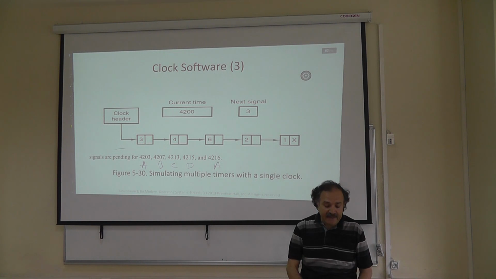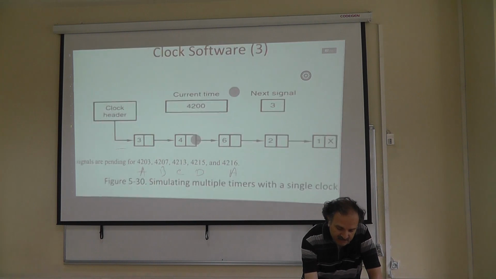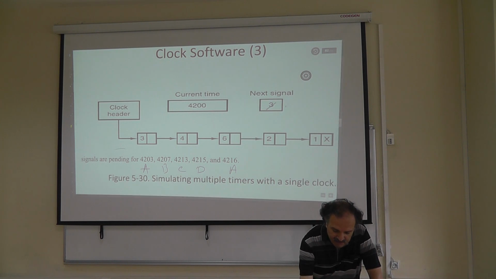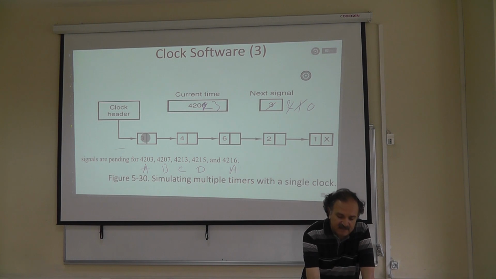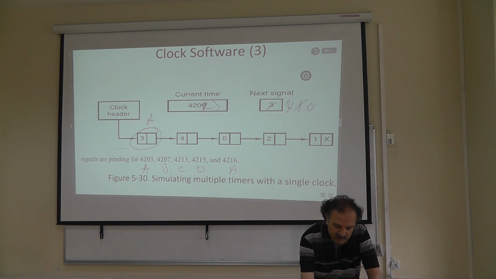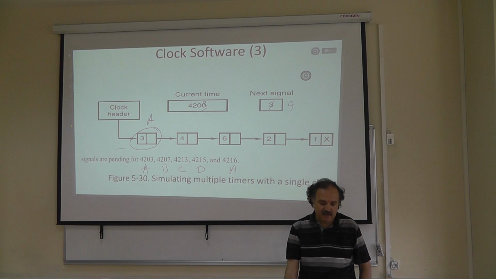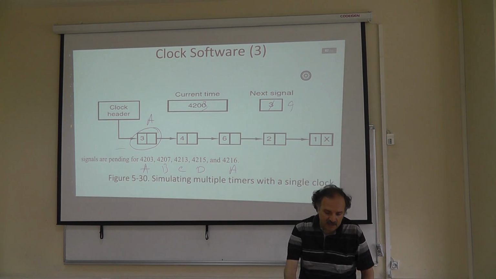I don't need to make any searches. I know that when I increment this number by 1, the next signal is decremented by 1. I incremented this again. This became 2, and this became 1, and this became 3, and this became 0. In this case, I will just remove this one, and I will wake up process A. So after this, my time is 4203, and my next signal will be 4, because now this one is at the beginning. I don't need any checking. This is 4 by the way.